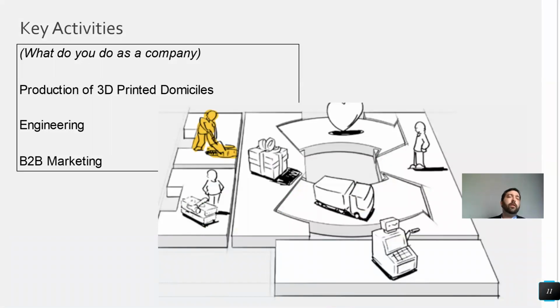So we started talking to these guys and identifying what would be our real key activities as a company, and we came up with the following. Obviously, we're printing off 3D domiciles, but the real key components to our business are going to be marketing, sales, and engineering. We're going to build a core competency around engineering and then use B2B marketing to spread that plan.